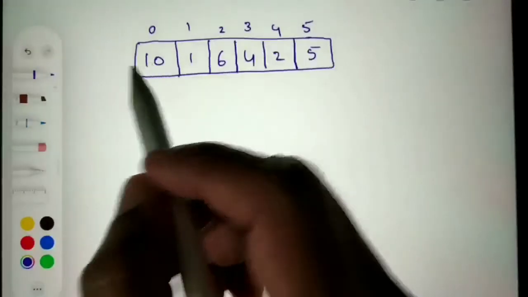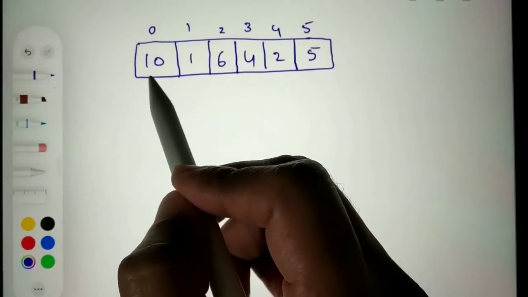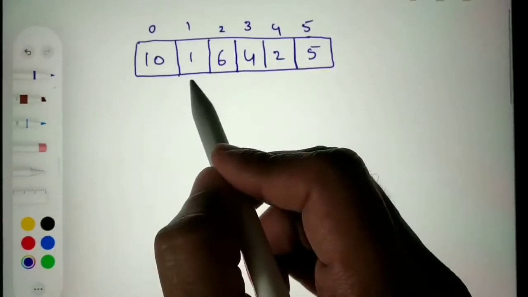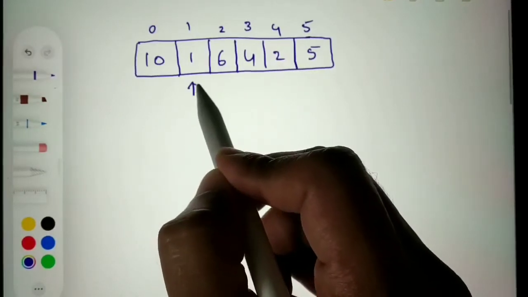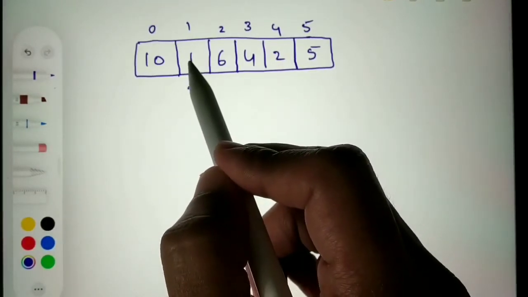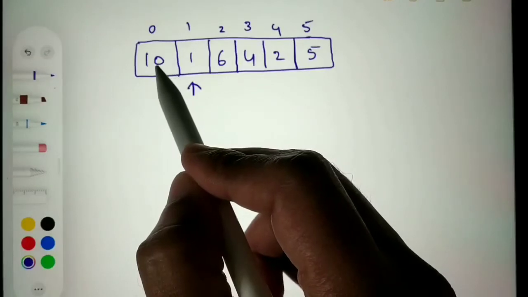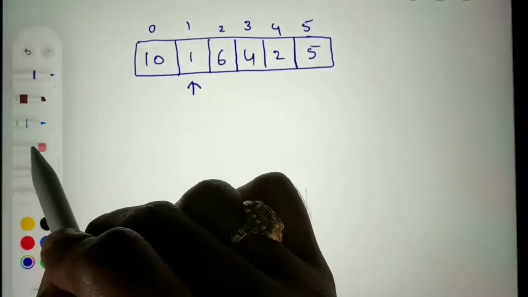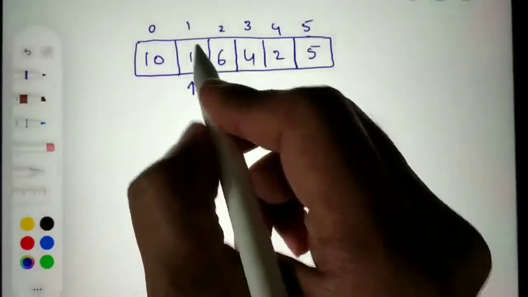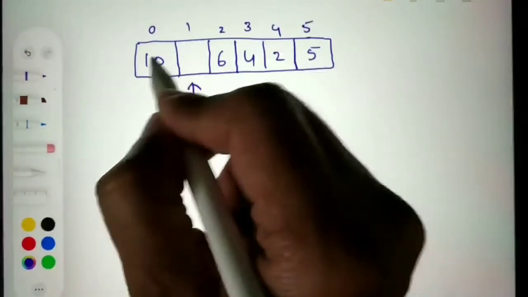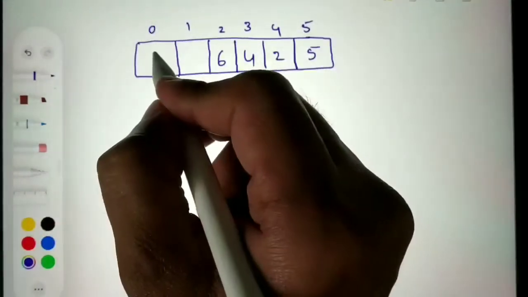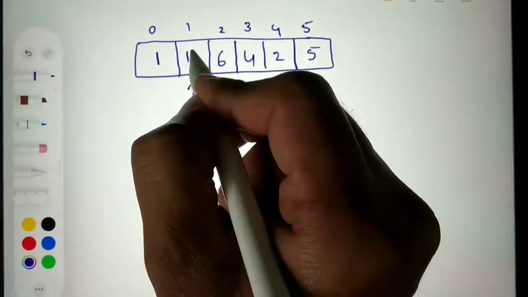Let's start. If I start with the first position, there is no previous element for the first element. So that's the reason I am starting with the second element. Here in this case, the second element is smaller than its previous element. 1 is smaller than 10. So I will swap these two. So 1 should come here and 10 should come here.